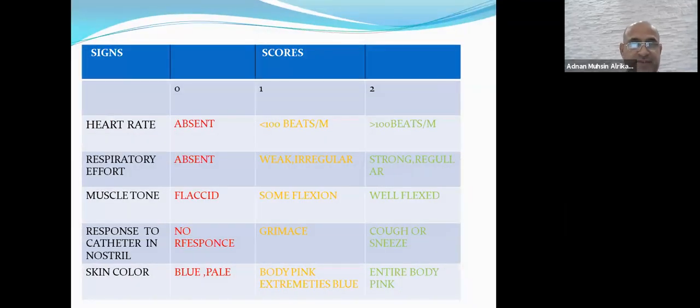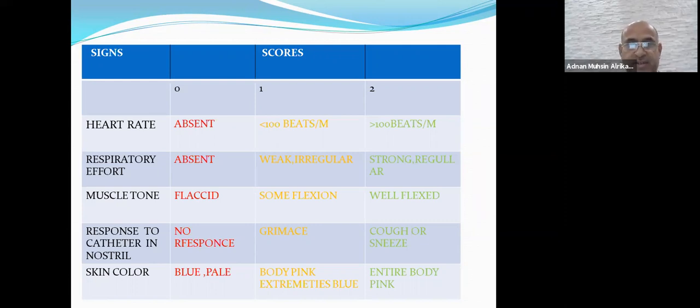These are the 5 variables of the Apgar score. We have heart rate, respiratory rate, muscle tone, response to the catheter in the nostril, besides the skin color. Each of these variables is numbered with different scores. Each may take 0, 1, or 2. For example, heart rate, if not detected, is marked 0. If the heart rate is less than 100 per minute, it is marked 1. And if we have an optimum heart rate of more than 100 beats per minute, of course, the mark is 2.